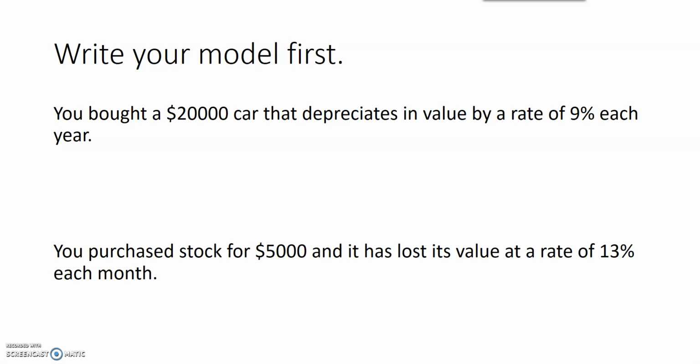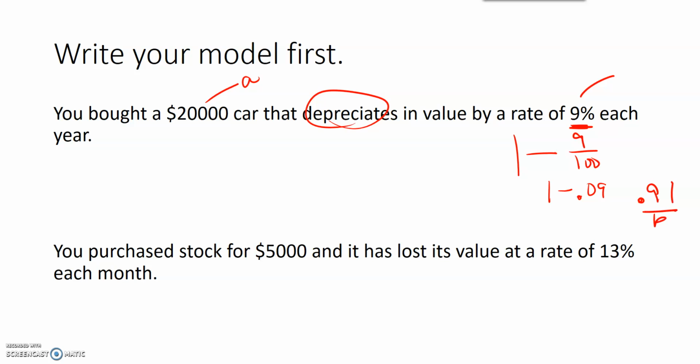Okay, so here we're going to write our model first. You bought a car, a $20,000 car that depreciates, that's our clue in our first read-through that this is decay, in value by a rate of 9% each year. Okay, so second read-through. We're going to identify our A, which is 20,000, and then our b is going to come from this 9%, but remember we're going to do 1 minus 9 over 100, or 1 minus 0.09, and we get 0.91. That's our b-value. So our model, y equals 20,000 times 0.91 to the x power. Okay, it's that easy. Again, the only difference from last time is that we're subtracting that decimal, that rate as a decimal, instead of adding it.